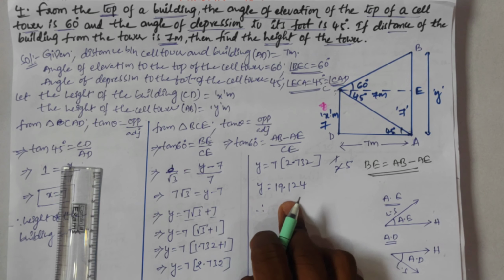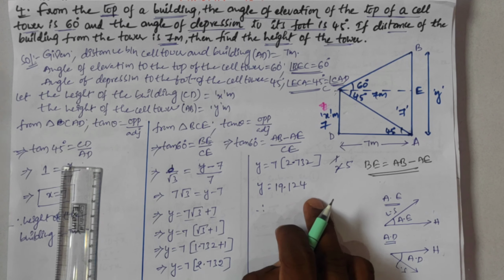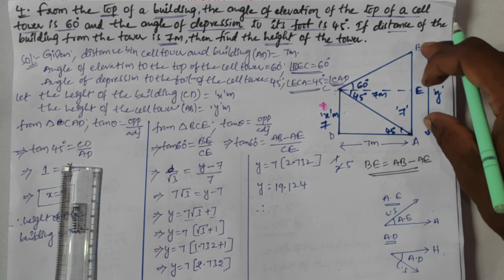Therefore, Y equals how much we got? 19.124. So what is the meaning of Y here? Height of the cell tower. Therefore, height of the cell tower is equal to how much? 19.124 meters. Is it clear?